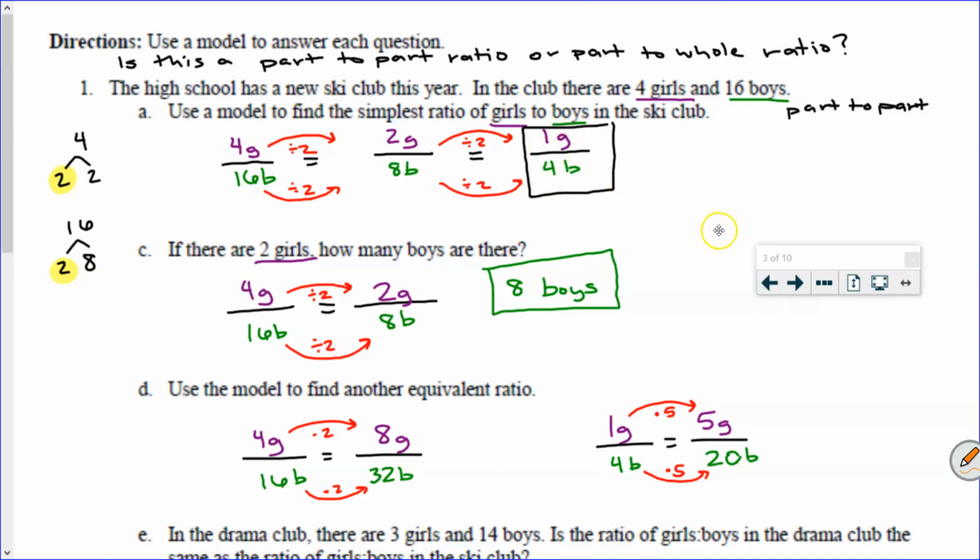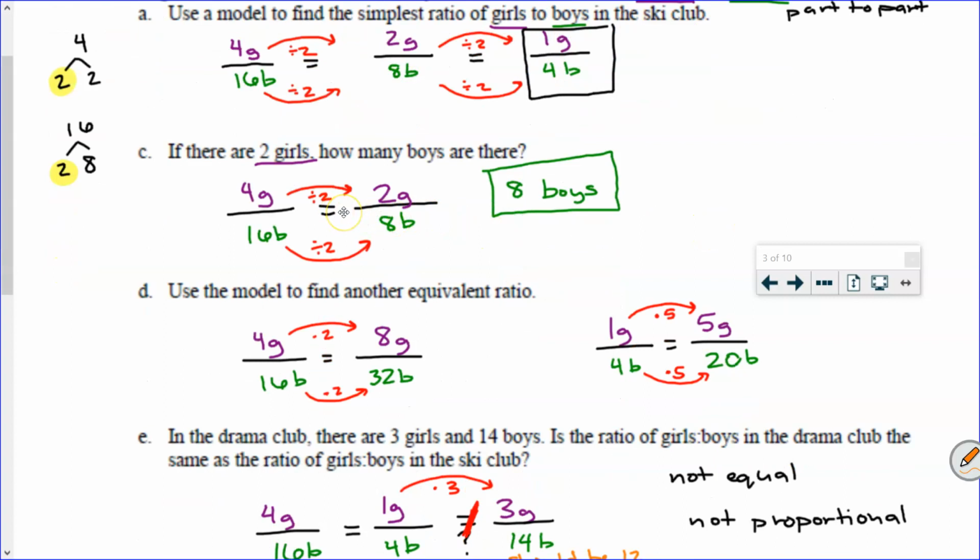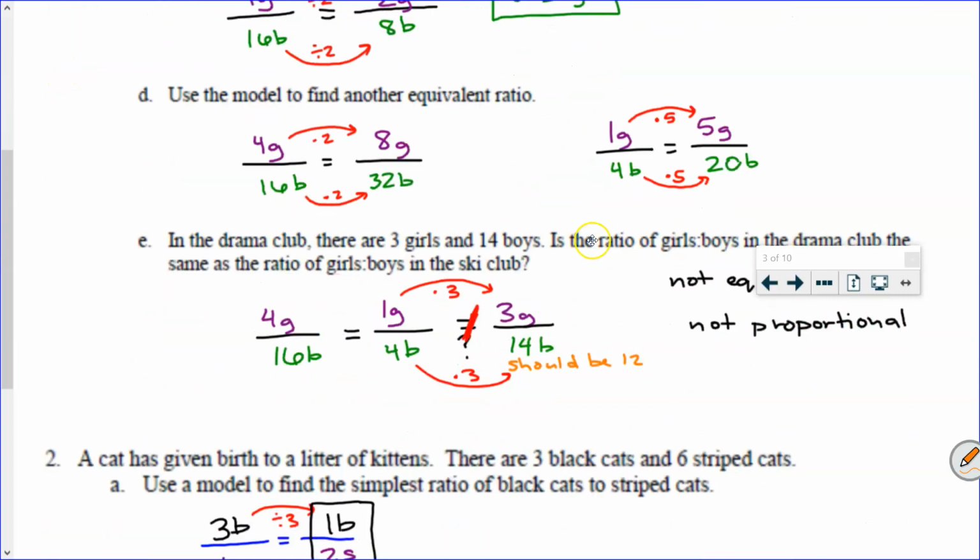We also practiced finding specific ratios, like if there's 2 girls, how many boys would there be? And we say, hey, this 4 can change to a 2 by dividing by 2. So since I'm dividing by 2, I'm going to want to make sure I also divide the 16 by 2 and get 8 boys. That's your quick review.